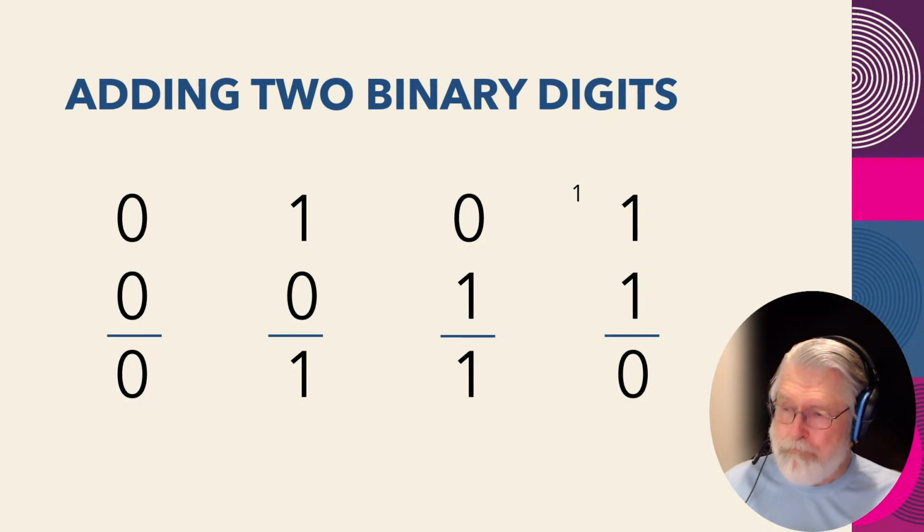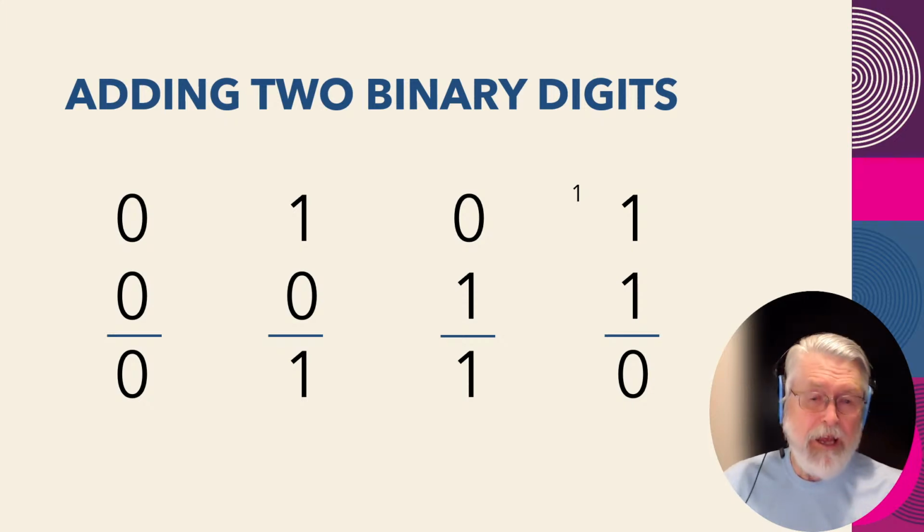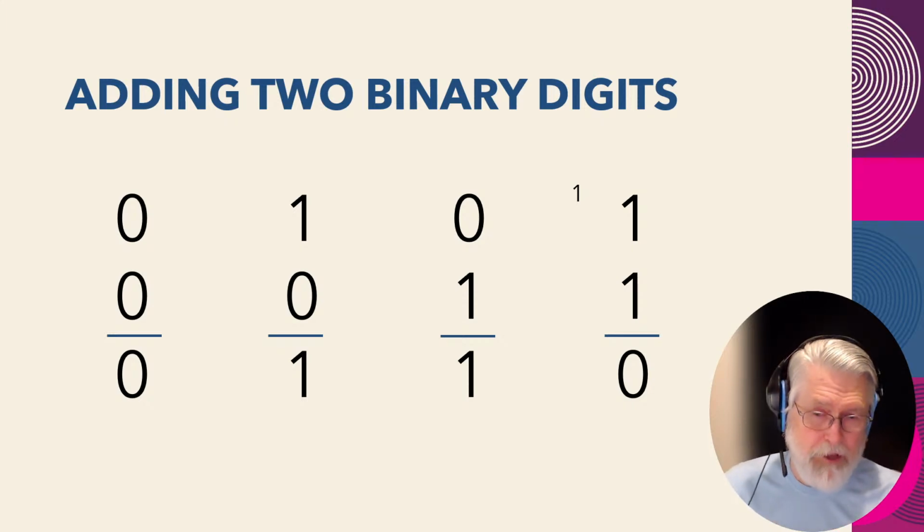There are 100 different combinations of adding up decimal numbers in one column. Just 2 decimal digits. There's 100 combinations, but there's only 4 combinations of a single column of binary digits. And so it should be much easier to understand than even in decimal notation.